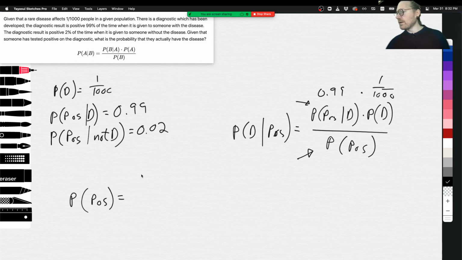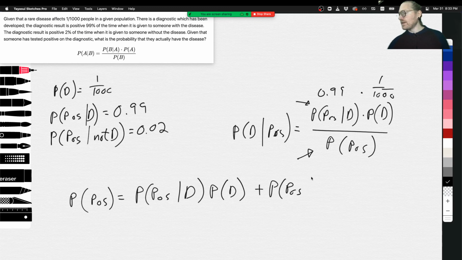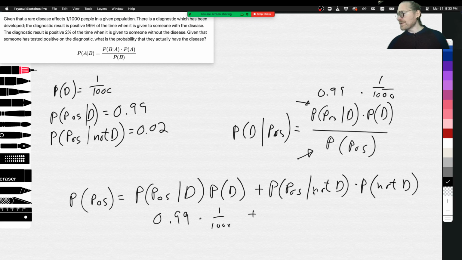This is going to be the probability of testing positive given having the disease multiplied by the probability of having the disease. And we're going to add to this the probability of testing positive given not having the disease, multiplied by, well, we don't have this other value explicitly, but we do have it implicitly, the probability of not having the disease. So we can fill this in. This is going to be 0.99 multiplied by 1 in 1,000 plus 0.02 multiplied by 999 out of 1,000. Let's plug that in and see what that is.